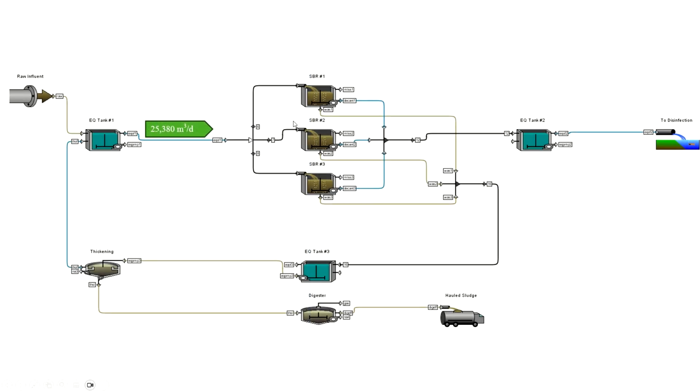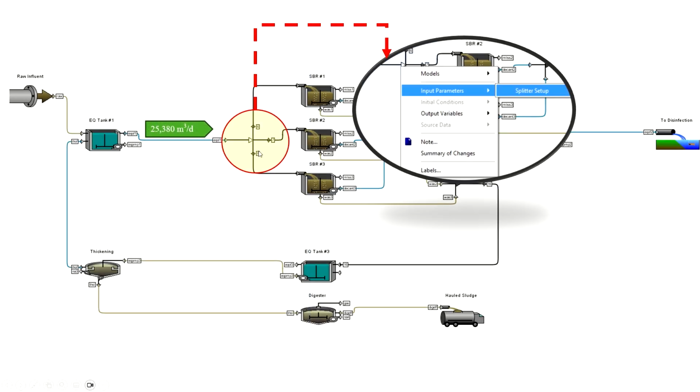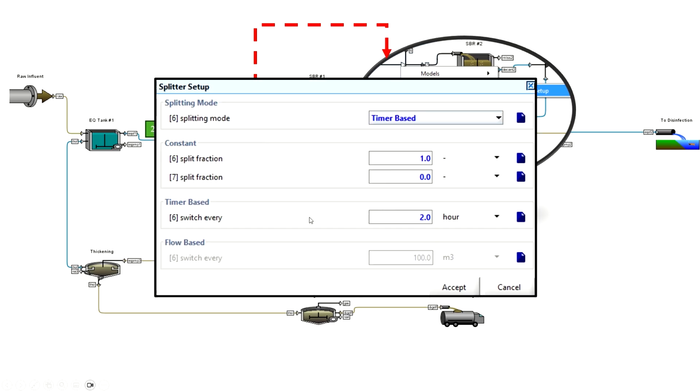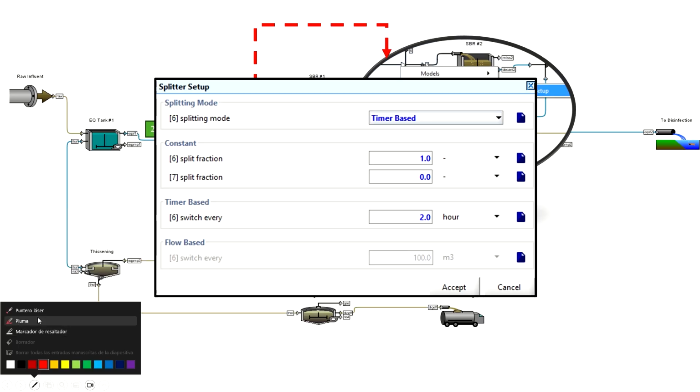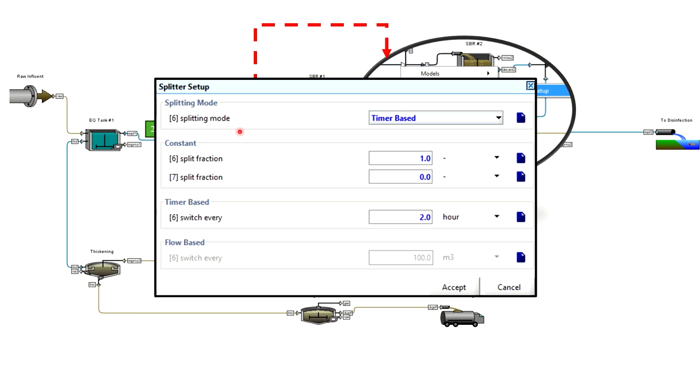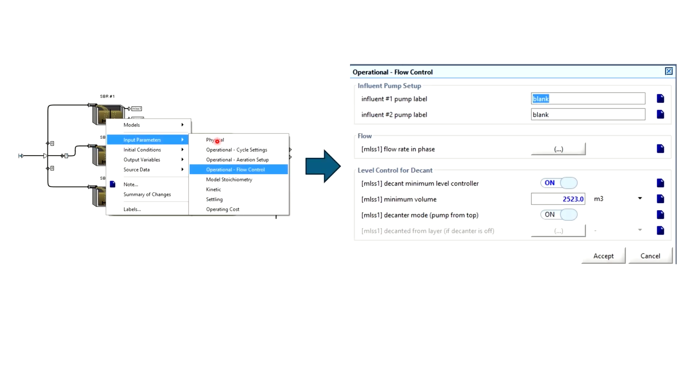Now, how do we distribute the wastewater? One way is to use a splitter or flow divider, which has a configuration menu. In the configuration, we set it to time-based mode, so that the flow changes from one reactor to another every 2 hours. That is, every 2 hours, the entire inflow will be rotated among the 3 outlets.